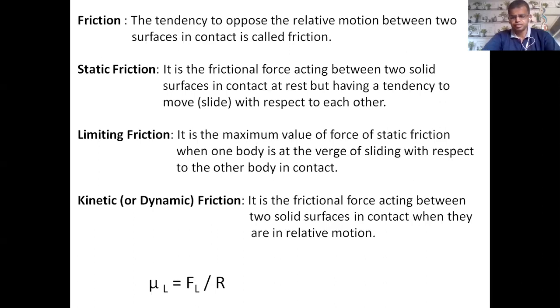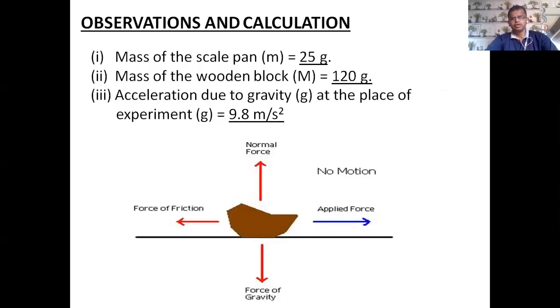So friends, as per the aim, we find the value of mu L. It is the coefficient of friction, a constant value. With the help of mu L equals FL by R, where R is the normal reaction and FL is the force we apply, we find the ratio of these two values and get the coefficient of friction mu L.